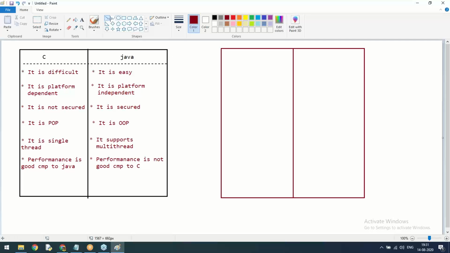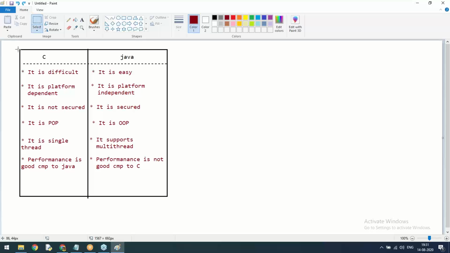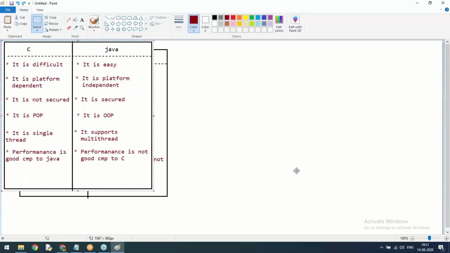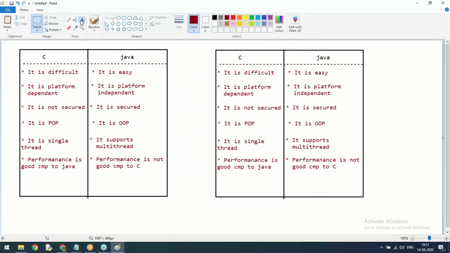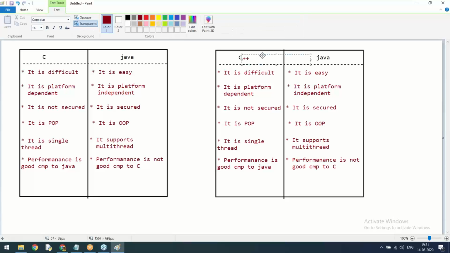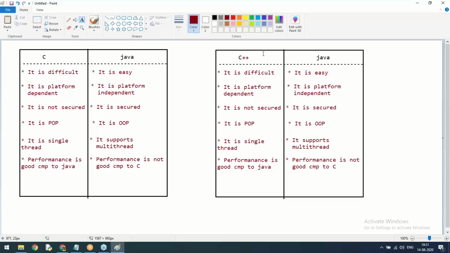Yes, sir. Let me write the difference between C and C++. I'll take the same thing, but instead of writing C, let me write C++. Now tell me, what is the difference between C++ and Java? Except one, all remains the same. C is procedure oriented, remember, sir, C++ is also object oriented. Remember that.